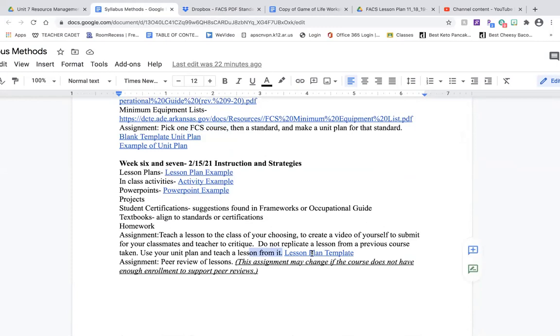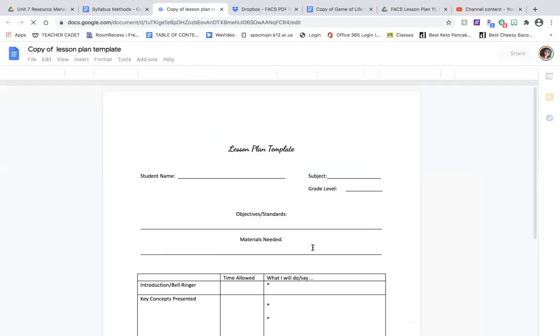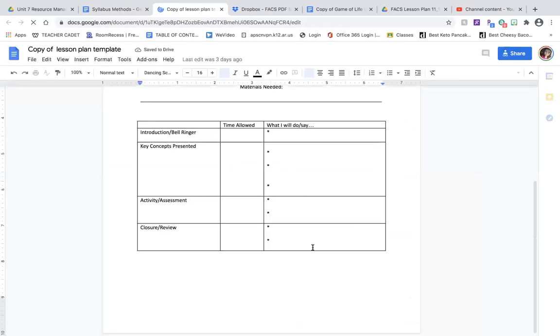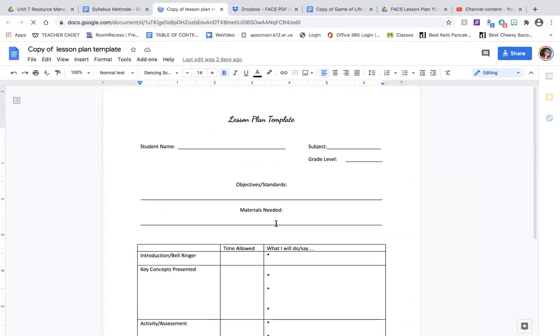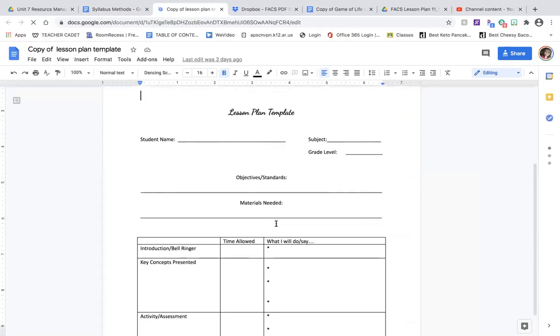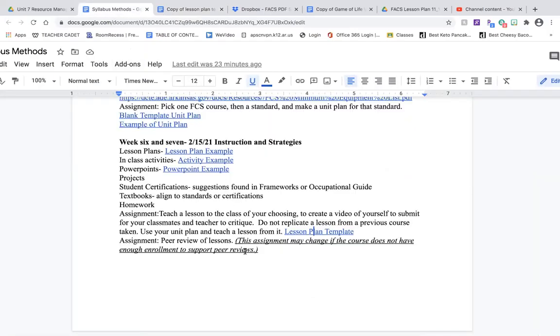I put the lesson plan template right here. It is not the same as the one I just showed you from my school. This is not going to cover a week. This is just one day. So for your lesson for one day, fill this template out. I will be providing you with a rubric, of course.